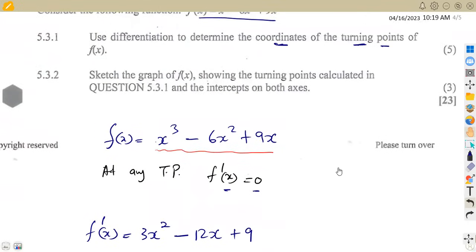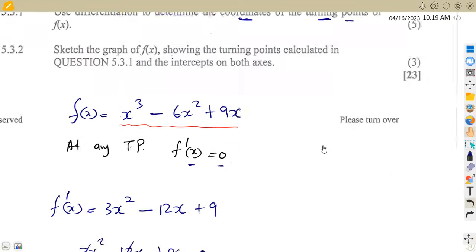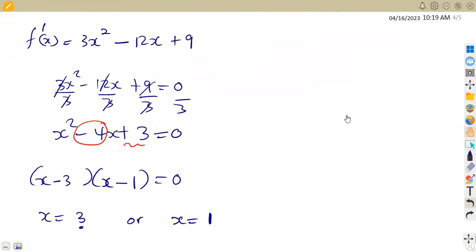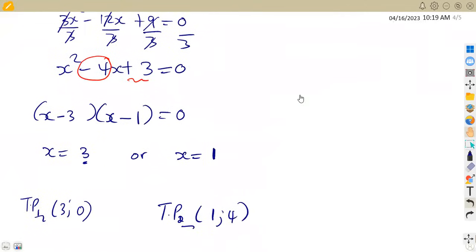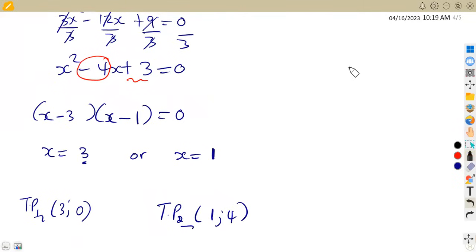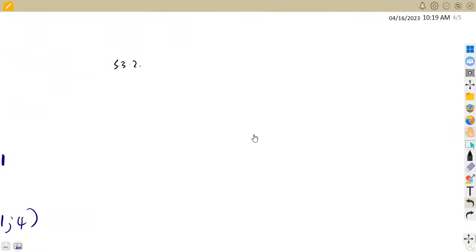Then 5.32, sketch the graph of f of x showing the turning points calculated in question 5.31 and the intercepts of both axes, which means we need to have a continuation. So far, we have got the turning points, but we do not have the points of intersection with the axes, all right? So that is going to be 5.32. So for the intercepts, we can start with any of those, okay?